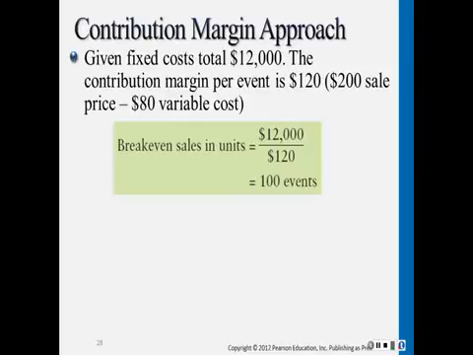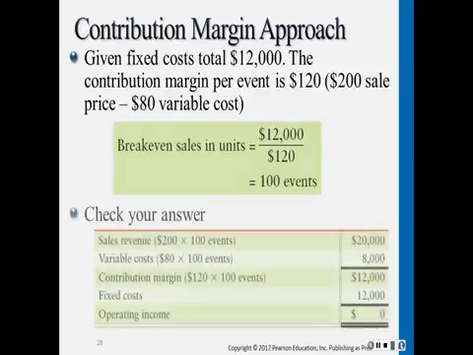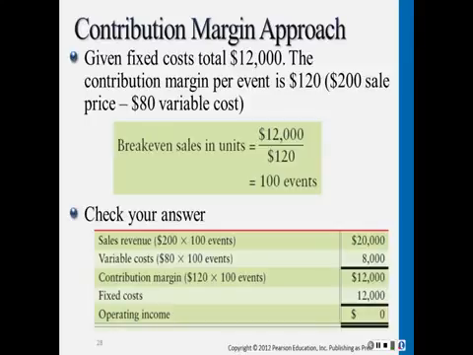Each event Greg's Tunes sells provides $120 of contribution margin. To break even in one month, Greg's must generate enough contribution margin to cover $12,000 of monthly fixed costs. At the rate of $120 per event, Greg's must sell 100 events. That's 12,000 divided by 120, to cover monthly fixed costs. You can see that the contribution margin approach just rearranges the income statement equation so the break-even point is the same under both methods.